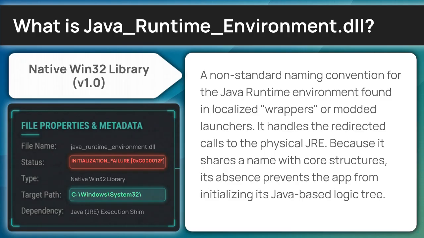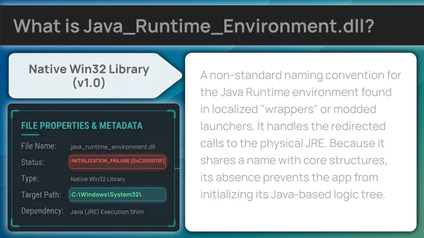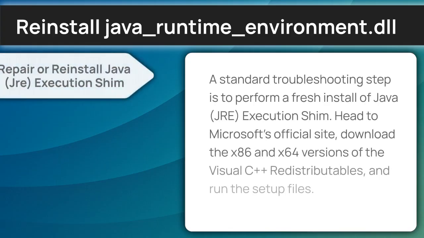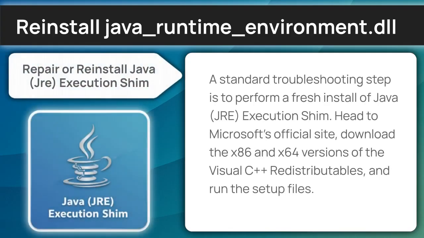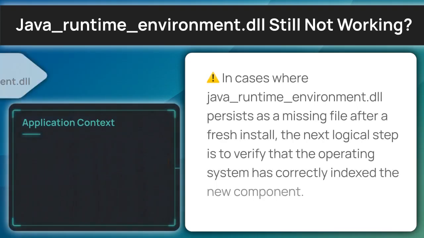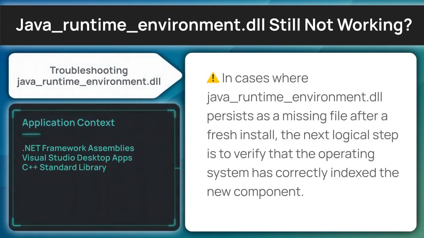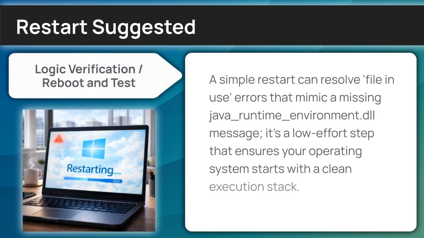Now let's dive into the solution, starting with a standard reinstallation. A standard troubleshooting step is to perform a fresh install of Java JRE execution Shim. Head to Microsoft's official site, download the x86 and x64 versions of the Visual C++ redistributables, and run the setup files. Persistence of this error after a clean reinstall suggests that the issue may reside within the current user session's initialization. A standard reboot clears out temporary memory conflicts and gives the Windows loader another chance to properly register the Java Runtime Environment Module component during startup.